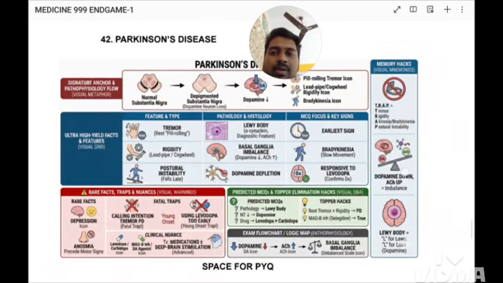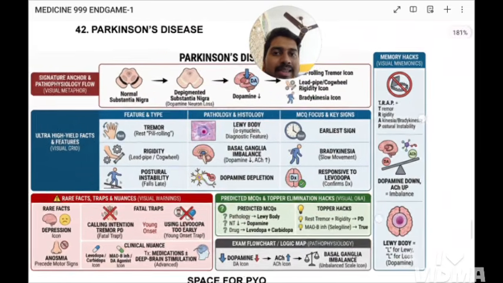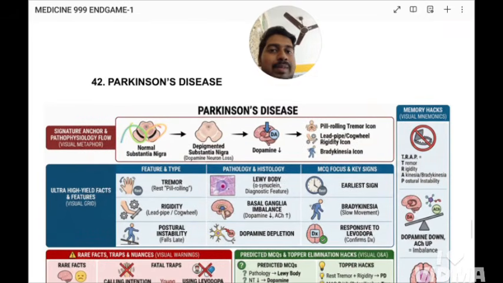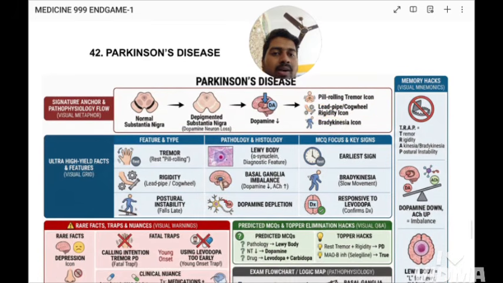Next, we'll go to Parkinson disease, which we had extensively discussed in pathology also. So what happens is there is a normal substantia nigra, which is pigmented, which carries dopaminergic neurons. Here there is dopaminergic neuron loss, and hence there is depigmented substantia nigra, leading to decreased dopamine and all these features, that is pill rolling tremors, lead pipe or cogwheel rigidity, and bradykinesia. All these things occur because of decreased dopamine neurons.